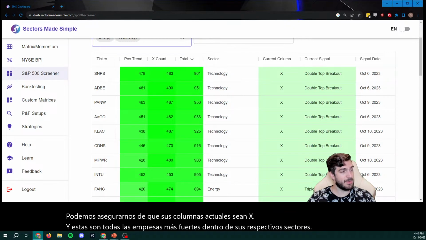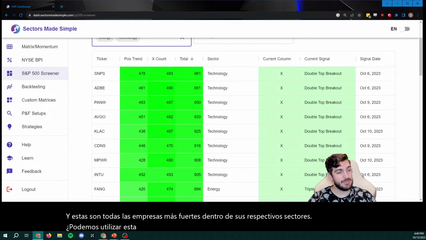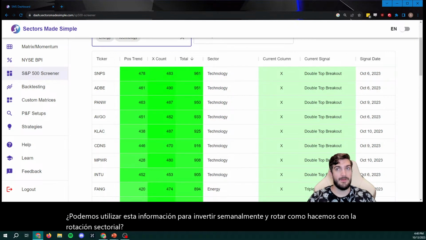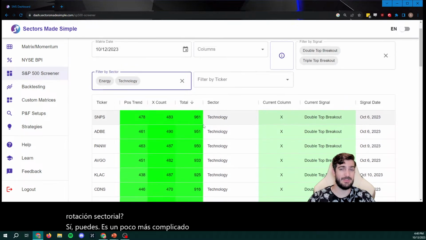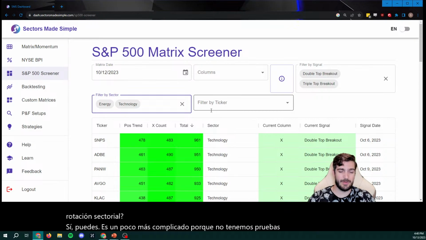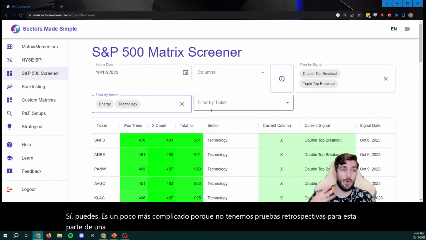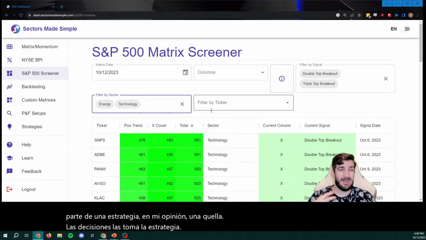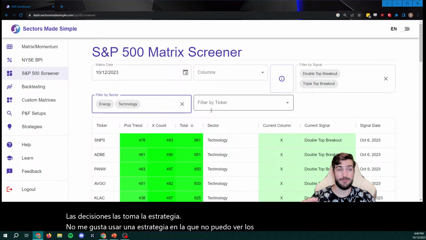Can we use this information to invest weekly and rotate like we do with sector rotation? Yes, you can. It's a little trickier because we don't have backtesting for this. Part of a strategy, in my opinion, where the decisions are kind of made by the strategy, I don't like using a strategy that I can't see the results of, that I can't analyze to see its performance.